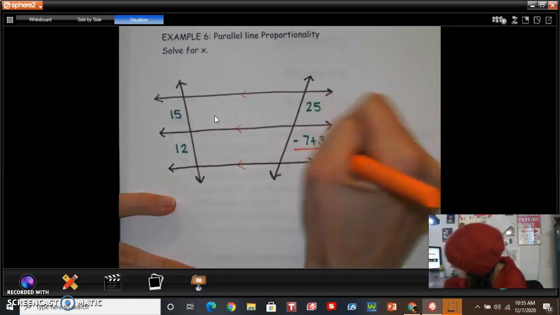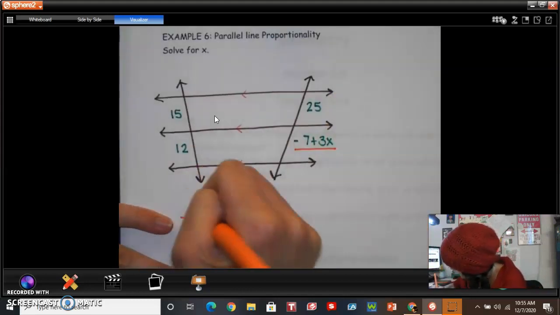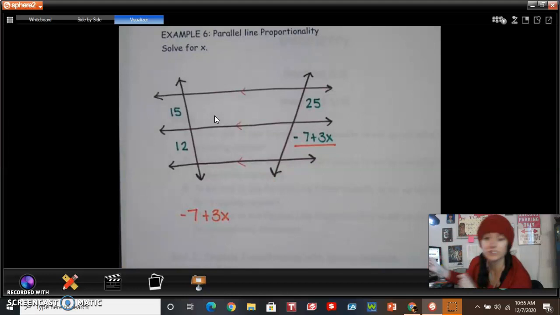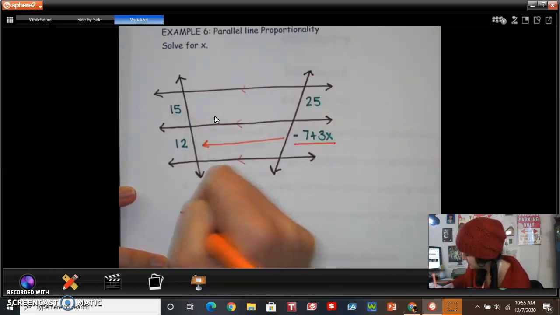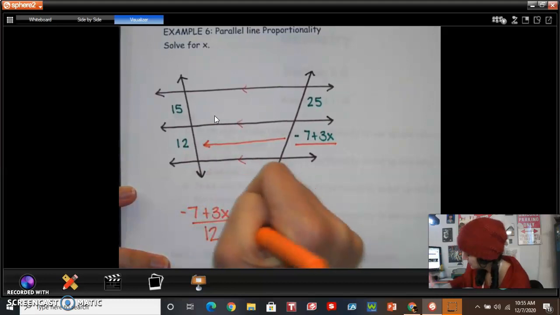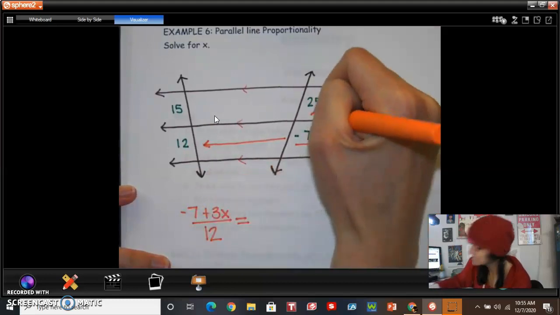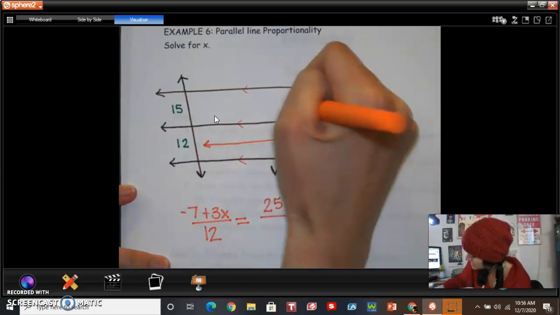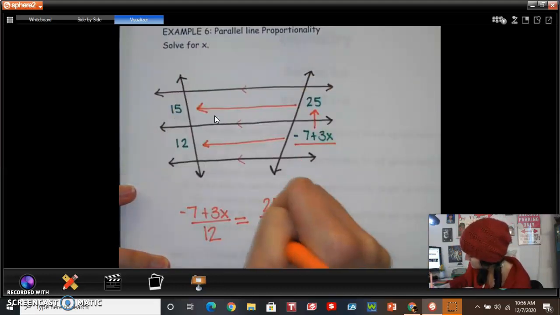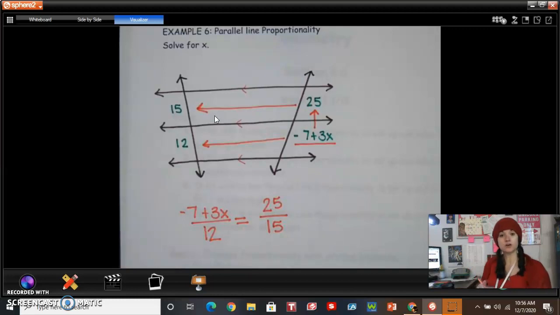So here's our x value. We have negative 7 plus 3x. We see who it matches up with across our parallel lines. It matches up with 12. The other thing we know on the side with our x is 25. And it matches up with 15. Okay, we're going to solve it using cross multiplication. So we've done the geometry. Now it's time for our algebra.